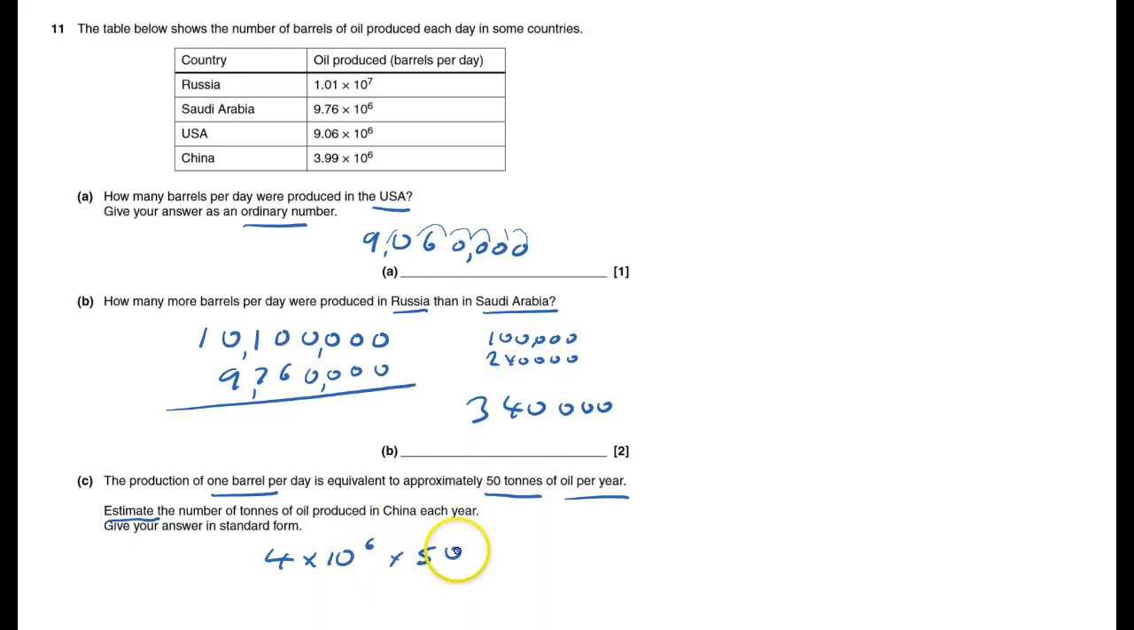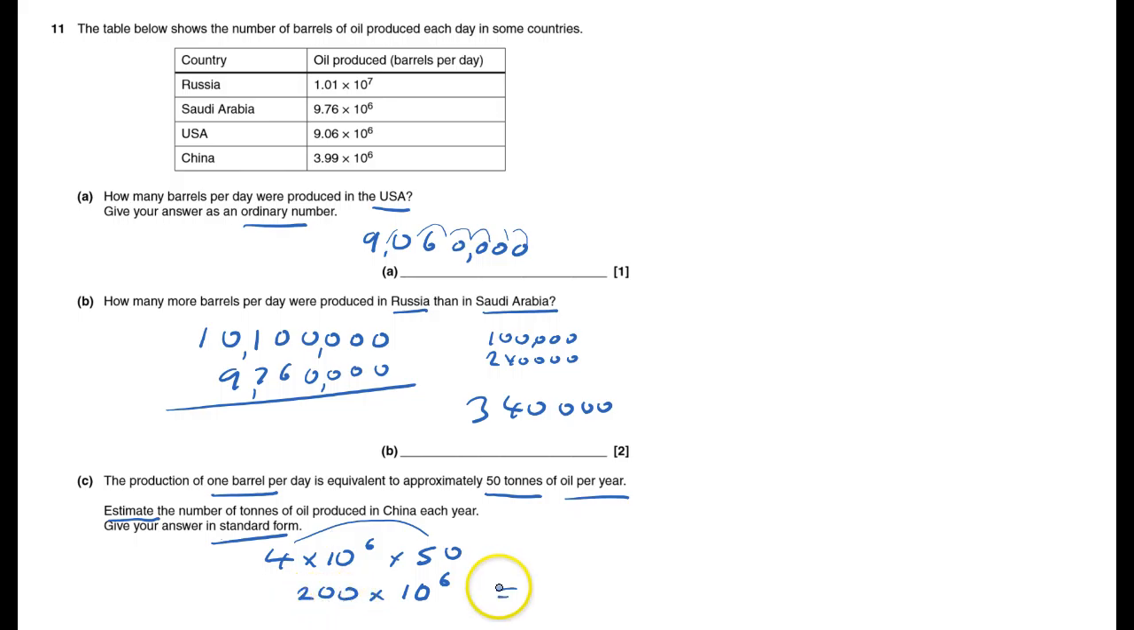That actually would give me 1 mark. I can now do it when I'm timesing. It doesn't matter which order I do it. I'm going to do 4 times 50 first to give 200 times 10 to the power of 6. But I've got to give my answer in standard form, and standard form has to be a number between 1 and 10 times a power of 10. So I can't write down 200.